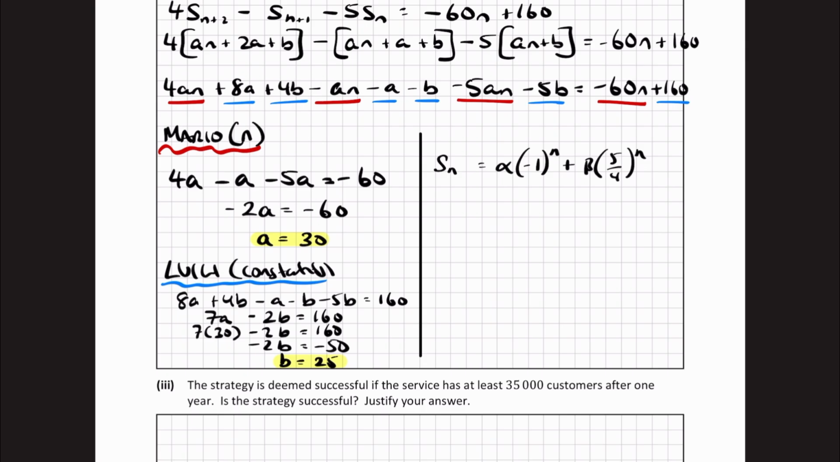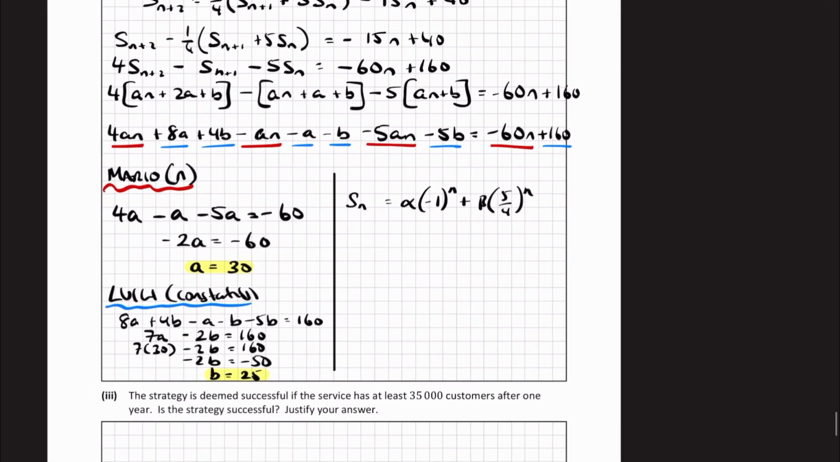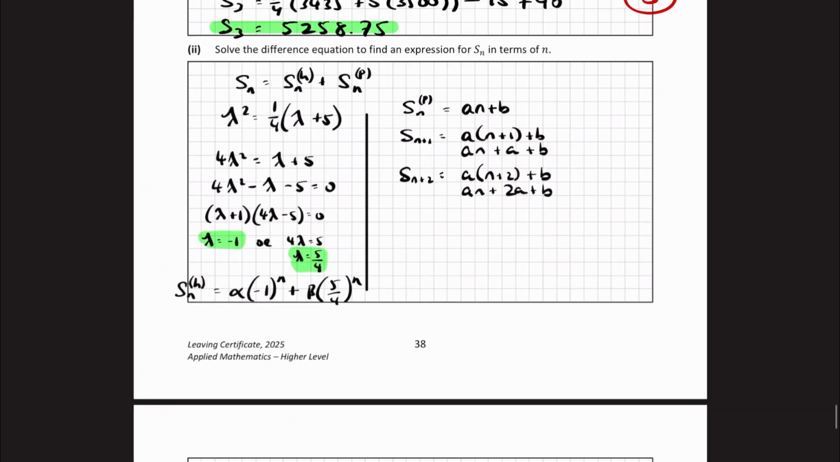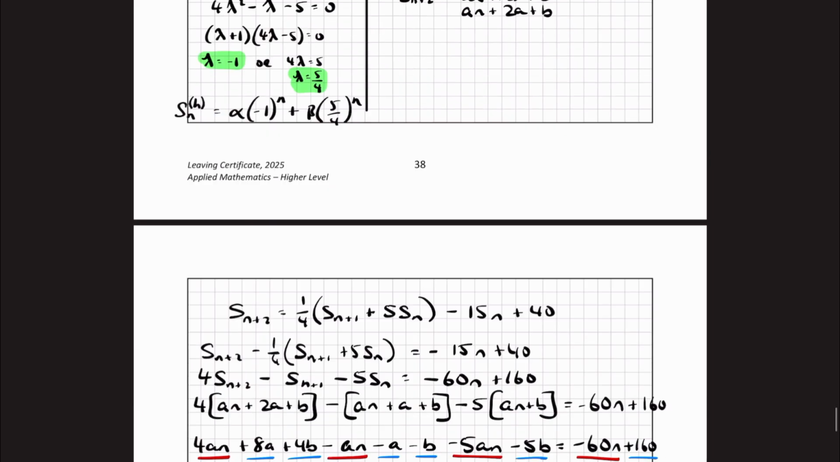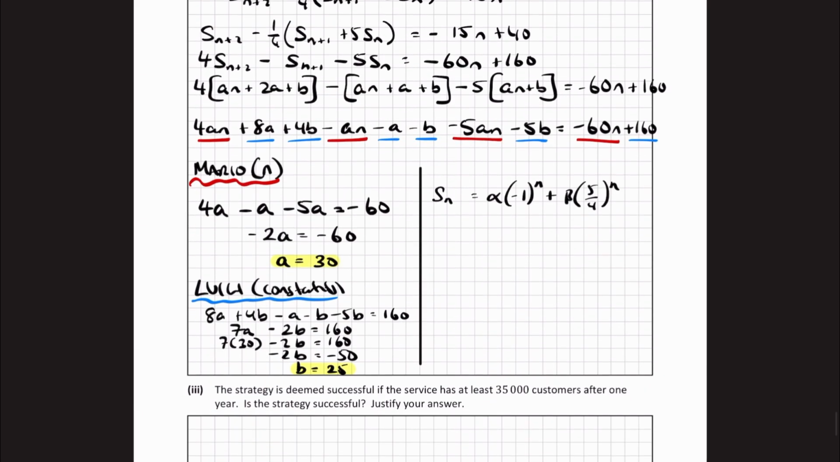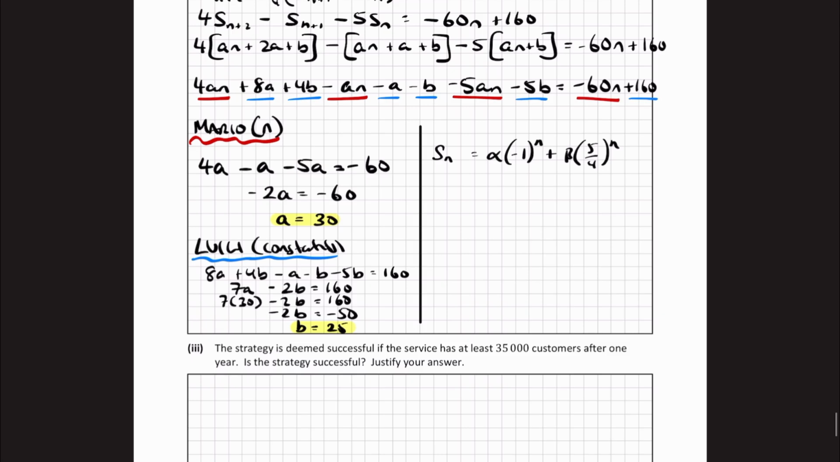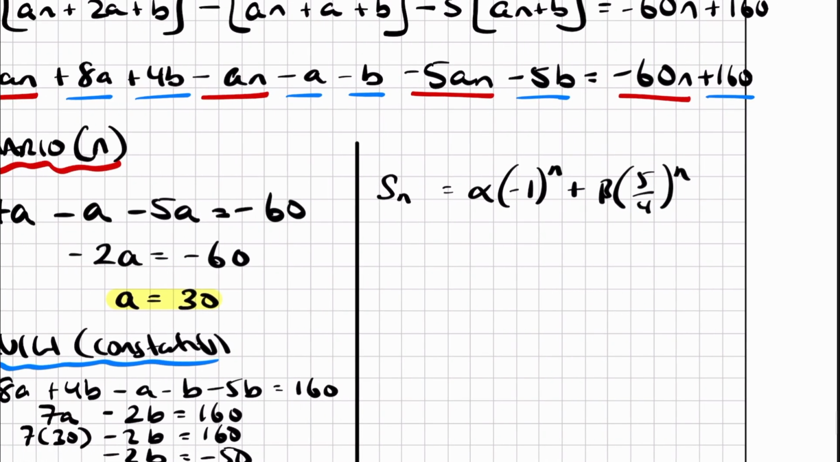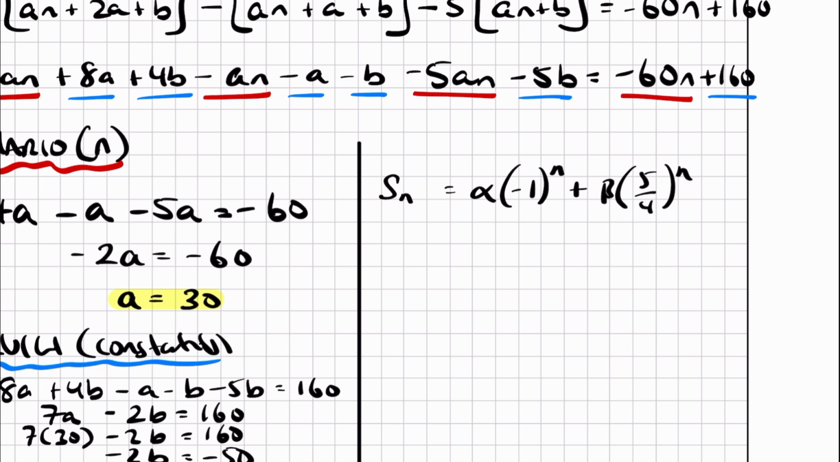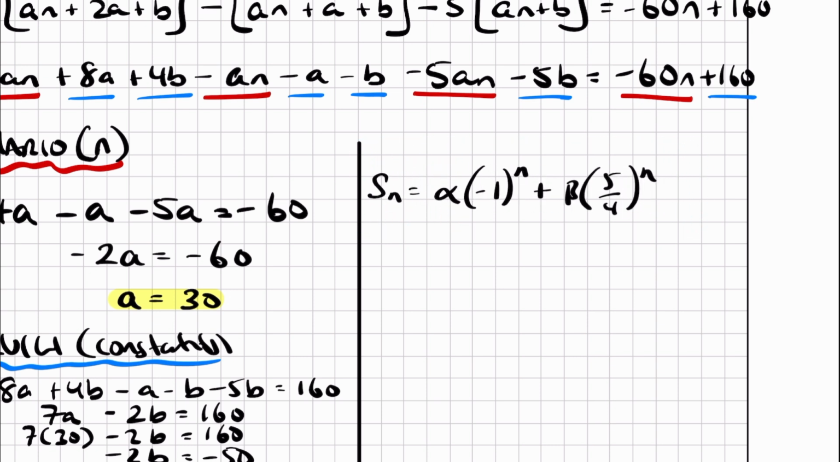And my particular solution here, what is my particular solution? Well, if you go back up here, it was an plus b. So it's going to be 30n plus b here, which is 25. So 30n plus 25. I'm just going to get rid of that one. Bring them closer together. Sorry, just 25 there at the end.